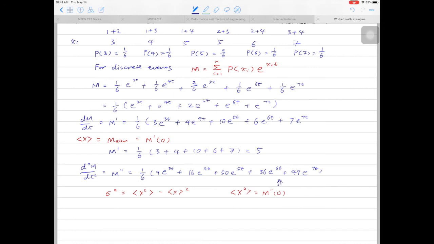Let's plug 0 into this equation, and we will have M double prime of 0 that equals 80 over 3. So sigma squared, the variance in this specific example, is E of x squared, that's 80 over 3, minus E of x squared, that's 5 squared, which gives us 5 over 3. Combined with the previous video, now we have learned two techniques to calculate the mean and variance of a data set.